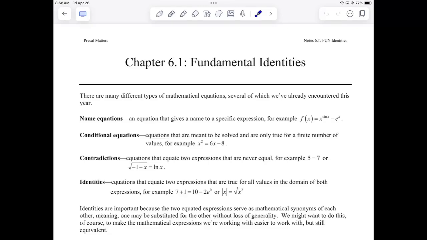Chapter 6.1. So we're on a new section here, and we're shifting gears, big time, because we're getting into what's called the fundamental identities, which is going to lead into my favorite thing that we do all year in here, which is trig proofs. I love me some trig proofs.